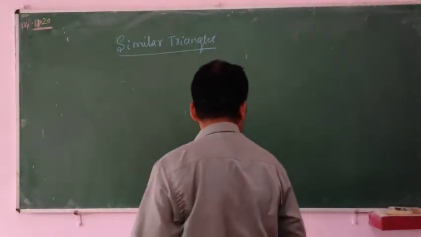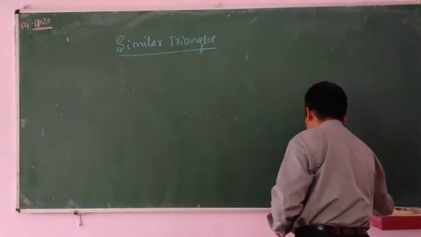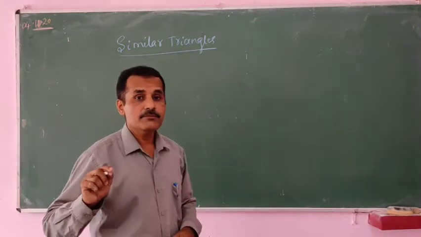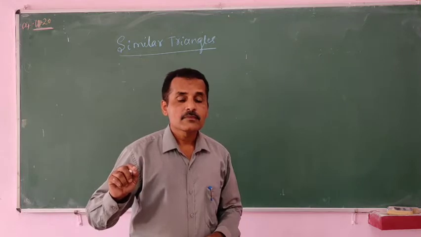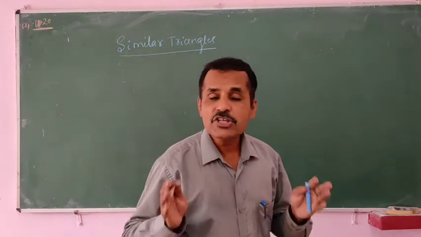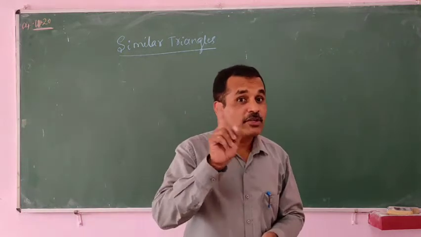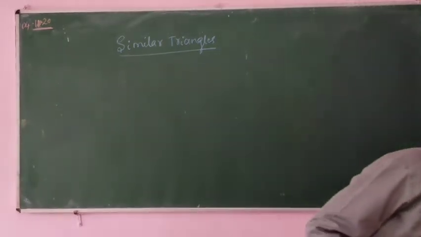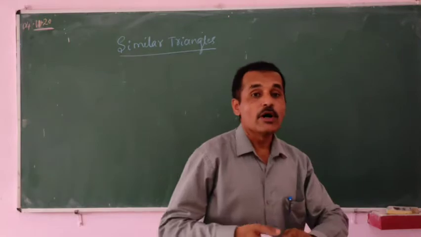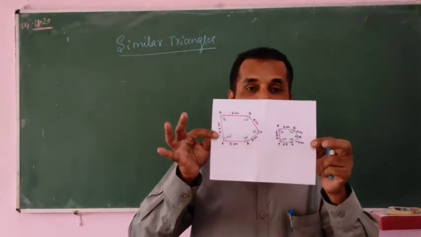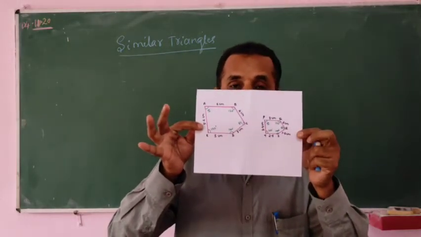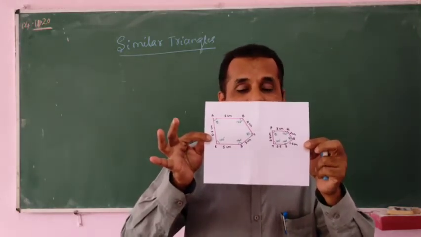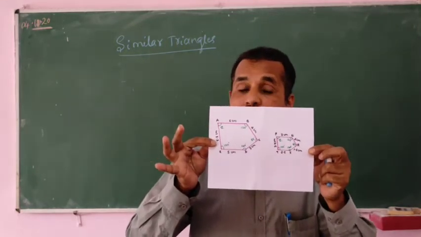I can say two figures are said to be similar if they have the same shape. But this is not a definition. How can we define two similar figures? For that, I will show you one more figure. Look at this figure. These are two polygons.